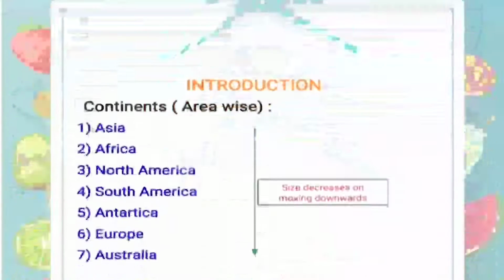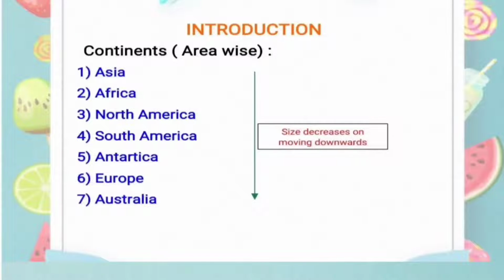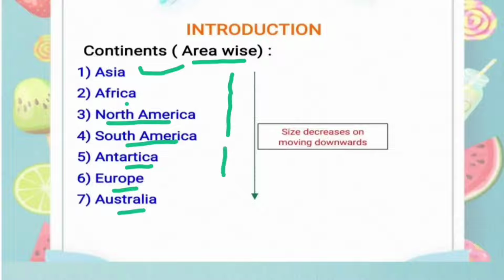Moving forward, here are the 7 continents we have currently, and their area-wise distribution. Area-wise, Asia is the largest continent, followed by Africa, then North America, South America, Antarctica, Europe, and Australia. That simply signifies that going from Asia to Australia, the size of the continents decreases.